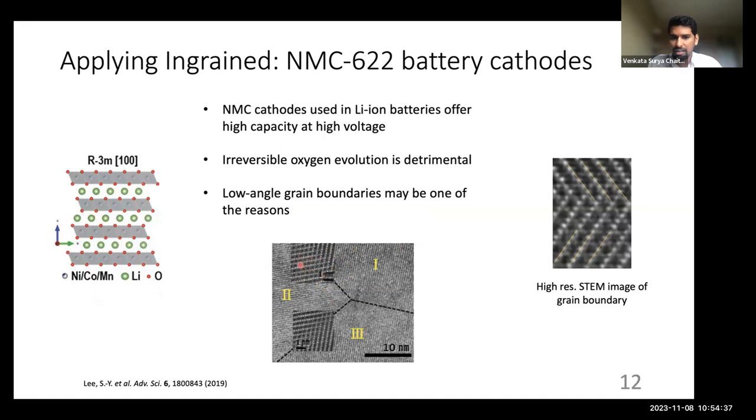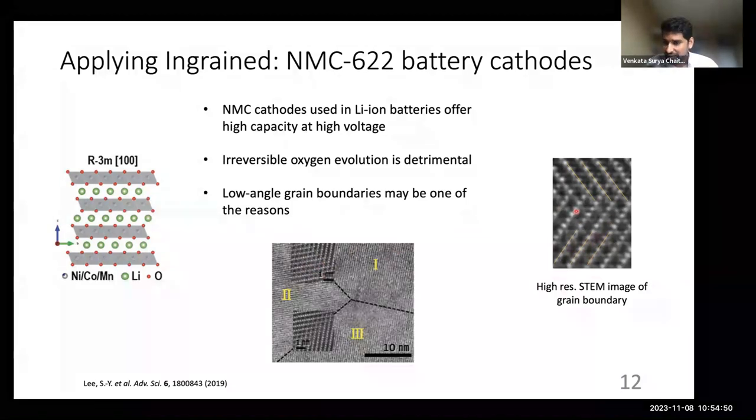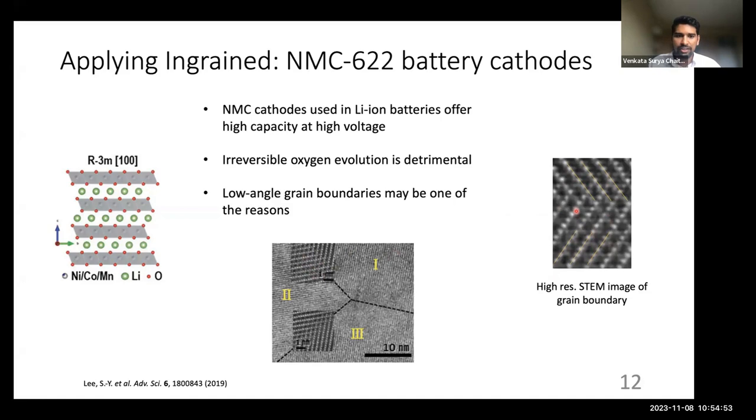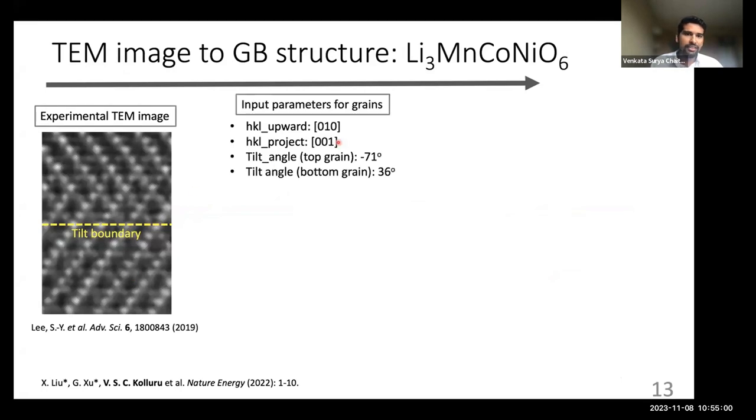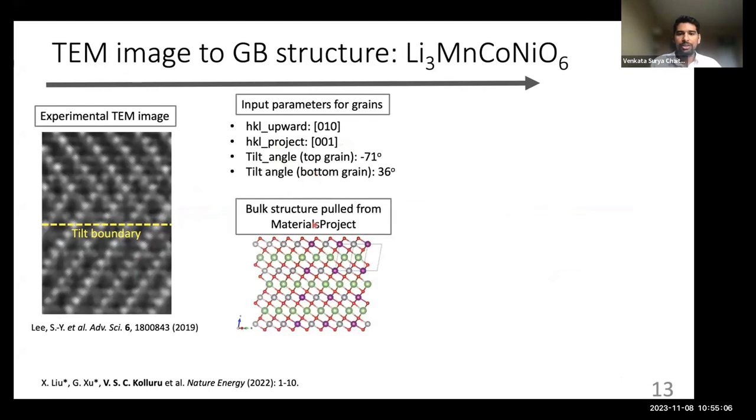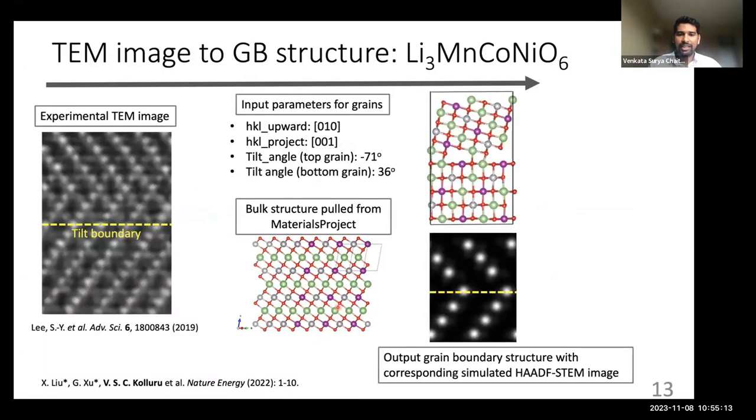So we have taken a small section in this low angle tilt boundary. As you can see, there are two grains. The top grain is aligned in this direction and the bottom grain in the opposite direction here. And there is a region in the middle which corresponds to the interface. So we have taken this grain boundary image as our target, and we also gathered the corresponding input parameters for both the top grain and the bottom grain, and we fed them into the Ingrained model, which pulled this particular bulk structure from the Materials Project database and created a bicrystal.